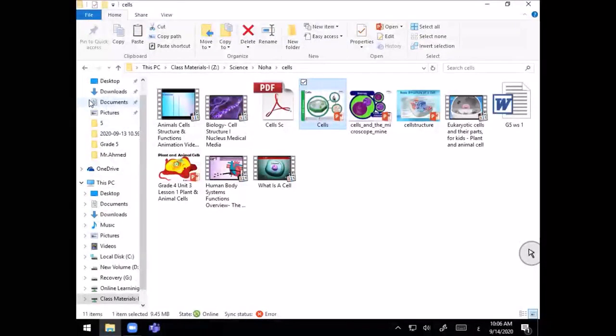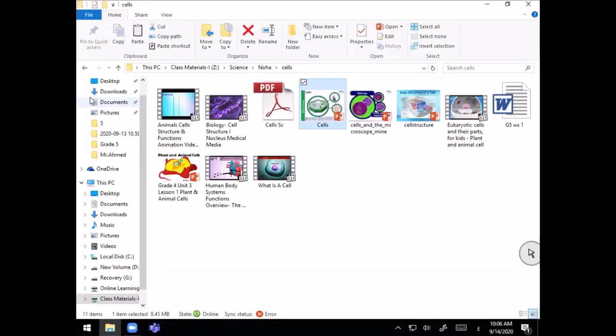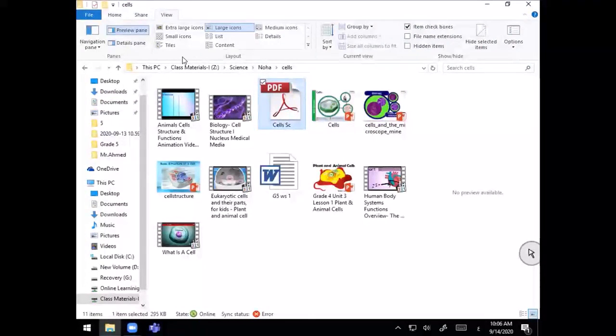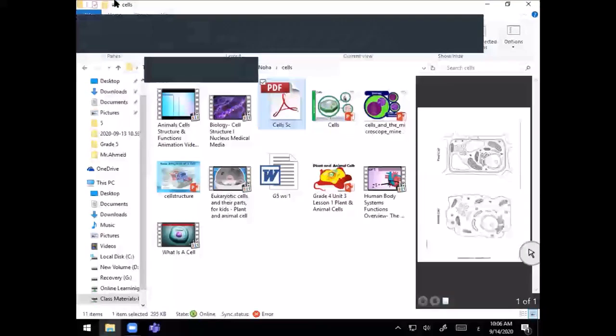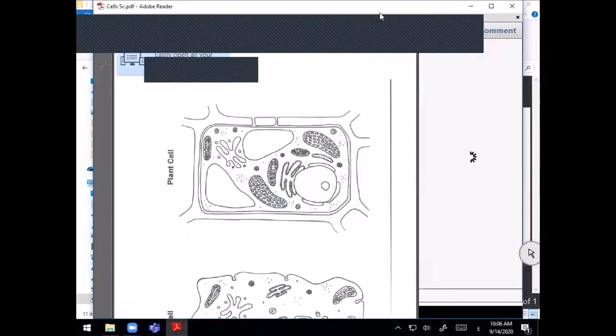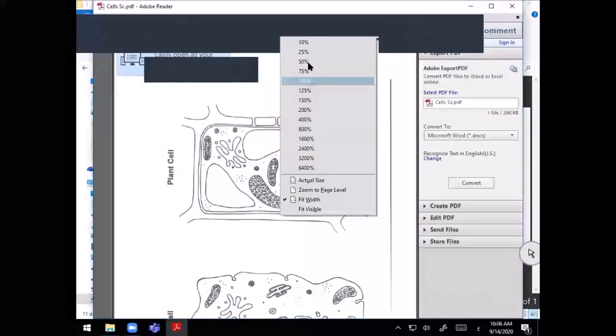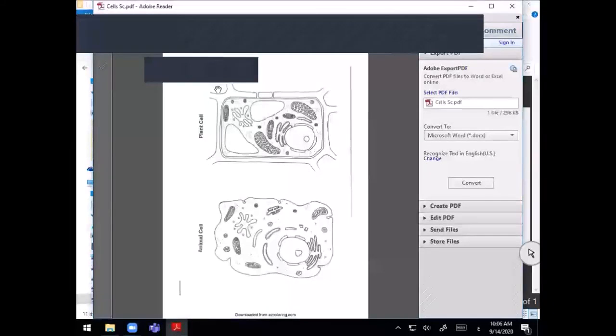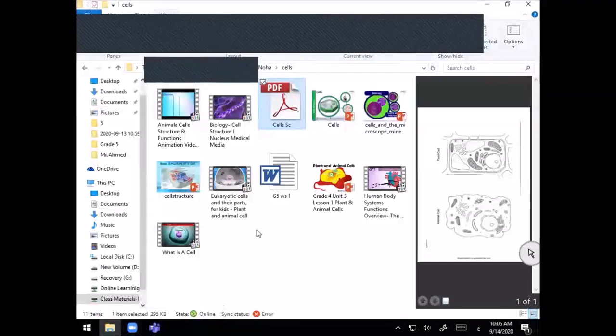So anyway, as I said, guys, cell is the smallest part of the living things. They are the building blocks of the living things. We have two types of cells. We have the plant cell and the animal cell. Of course, plant cell is the cell that builds up all the plants, and the animal cell is the one that builds all the animals, obviously.